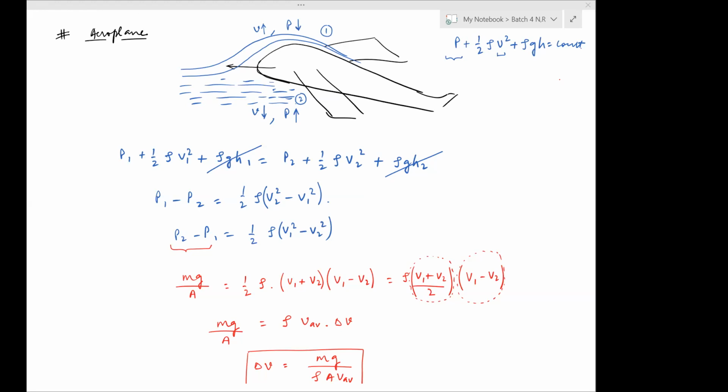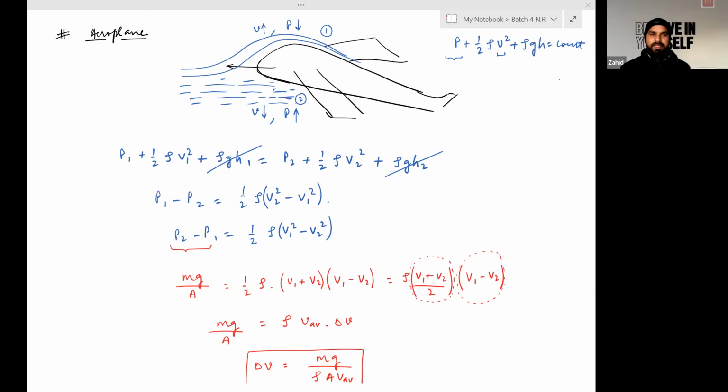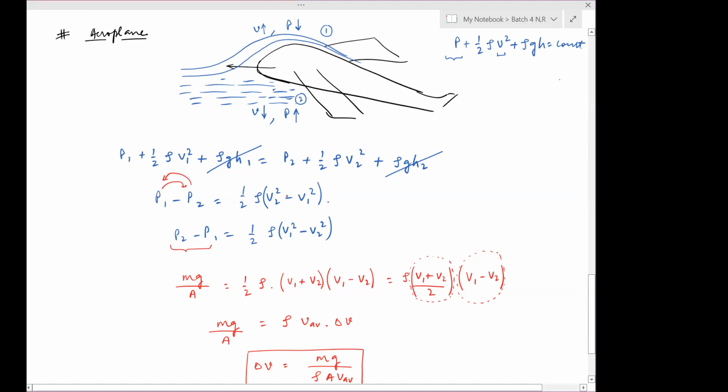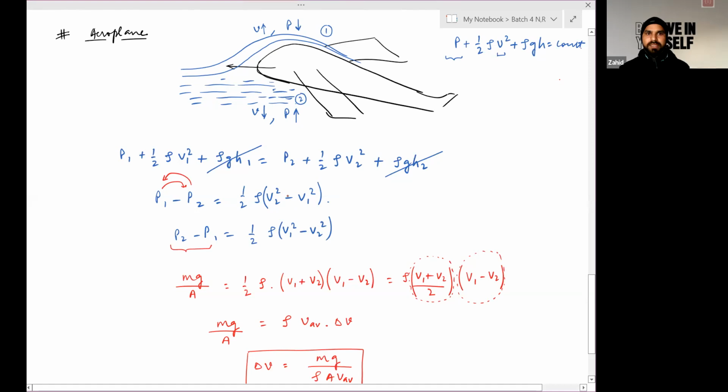Sir, how did P1 minus P2 become P2 minus P1? I've just reversed the entire part. Move P2 to this point and P1 to this point, or you may say take the negative sign common from this part as well as this part. Since P2 is greater than P1, that's why I've written like this.